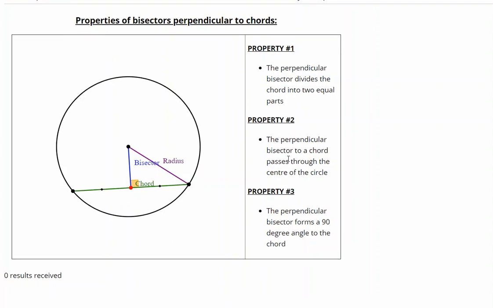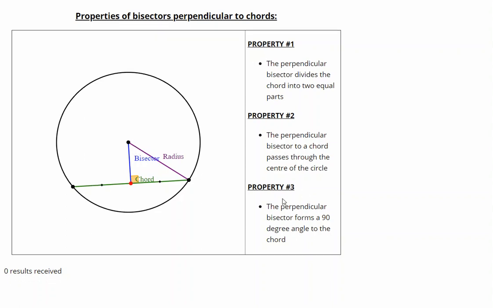Property two is the perpendicular bisector to a chord passes through the center of the circle. All that's saying is, it's kind of like the other way around. If we have the perpendicular bisector, this blue line, it would always pass through the center of the circle. It stops at the center, but you could also extend it through if you wanted to. Property three, the perpendicular bisector forms a 90-degree angle to the chord. So like what I talked about in the last one.